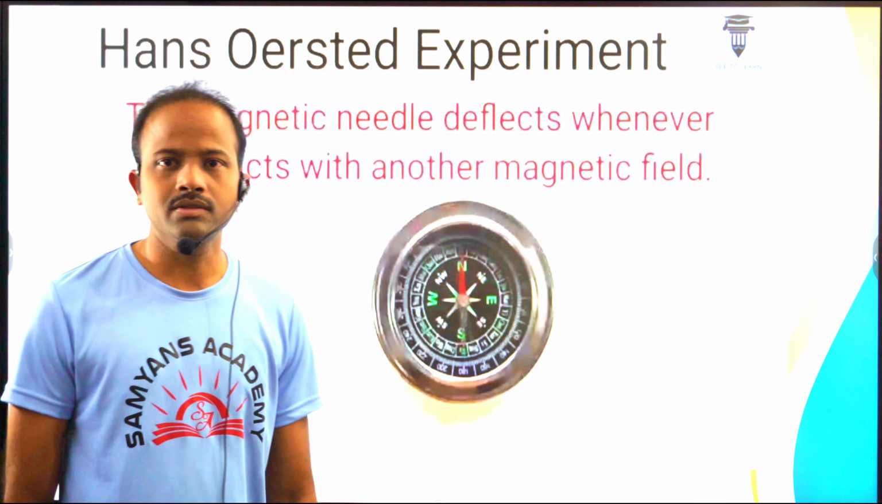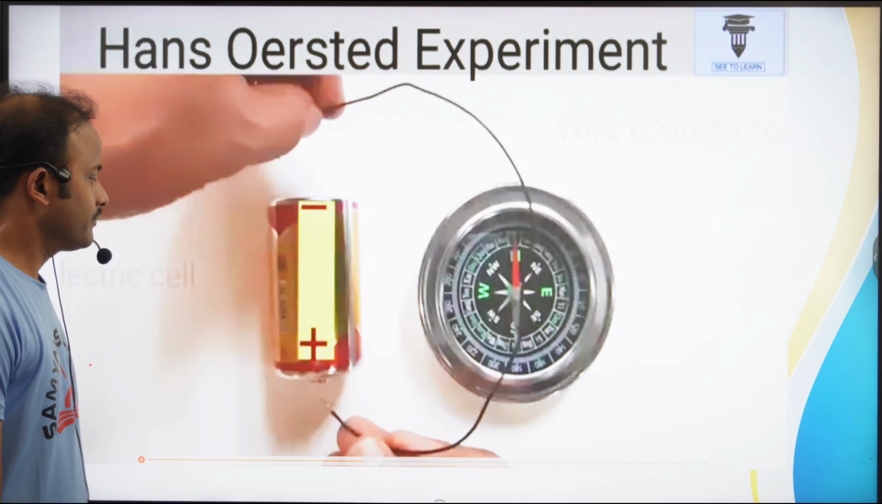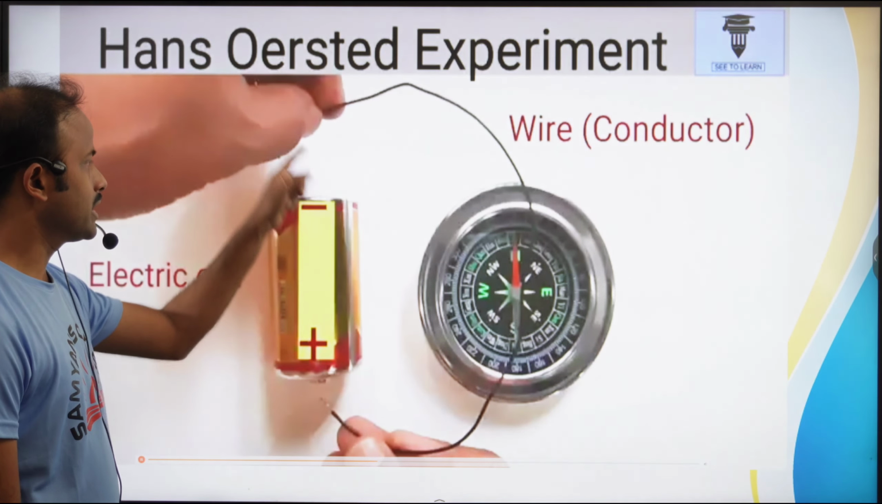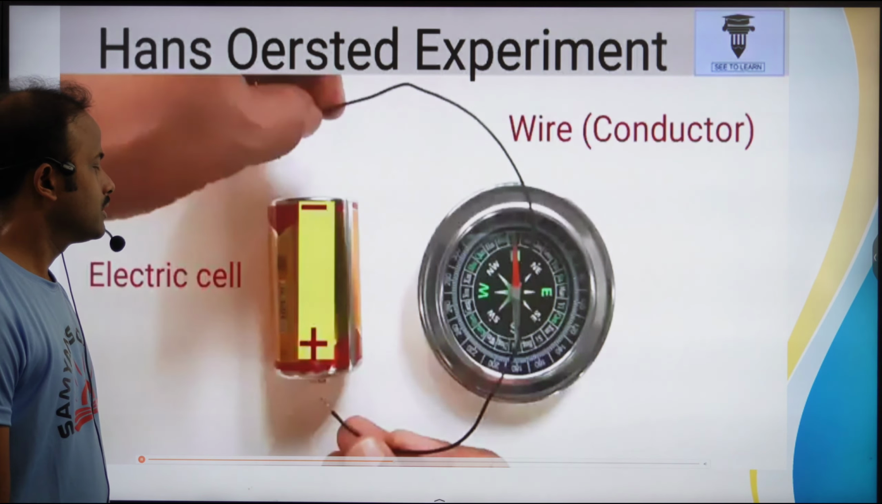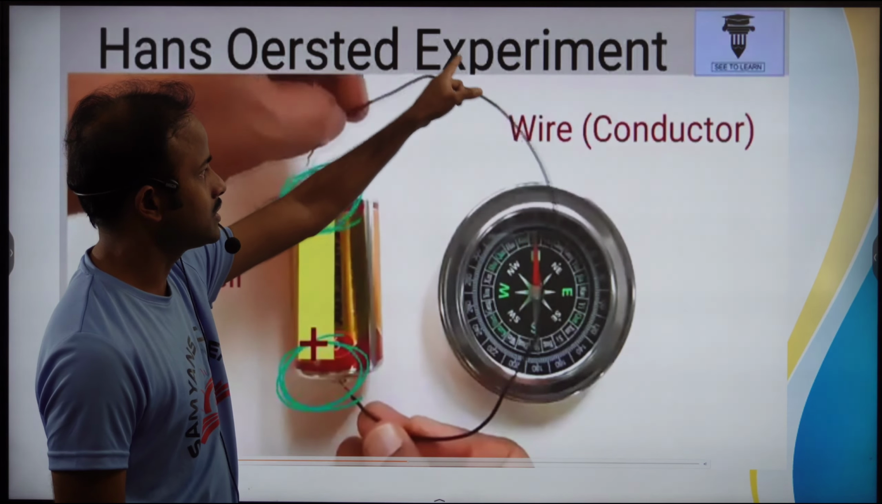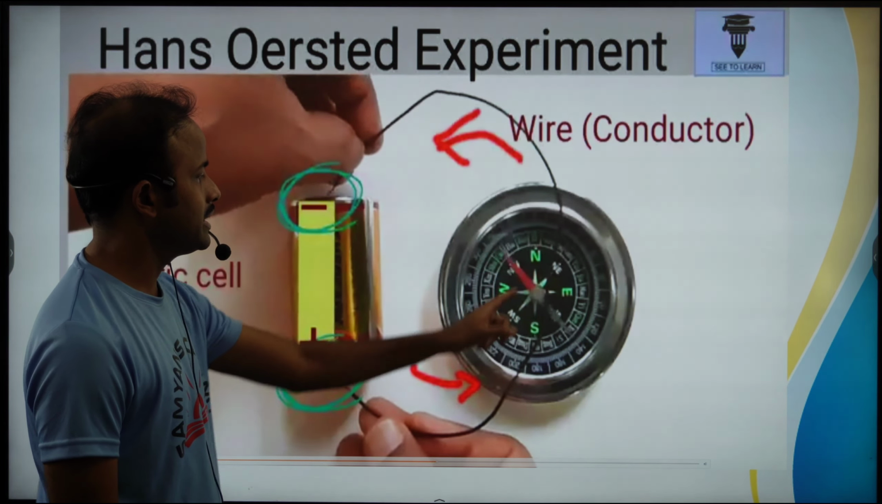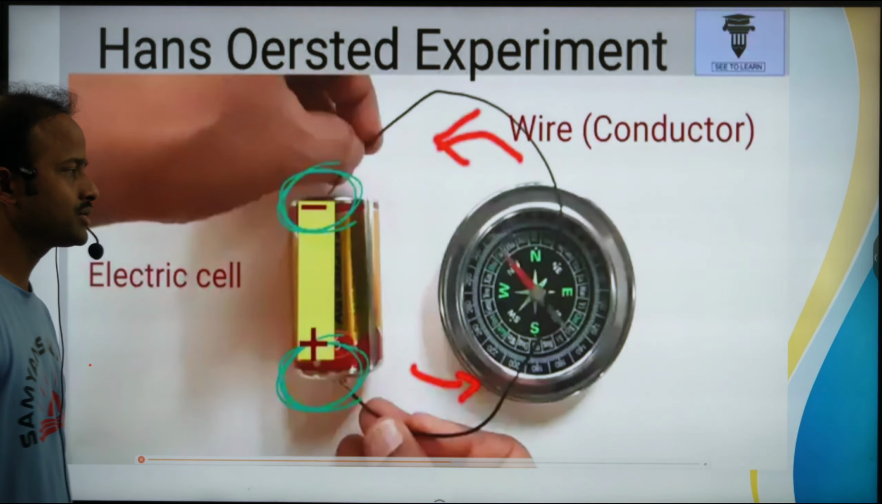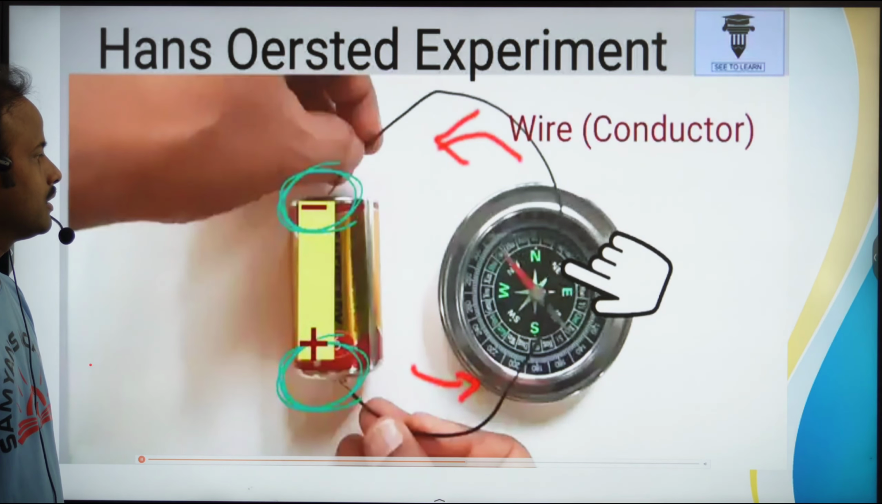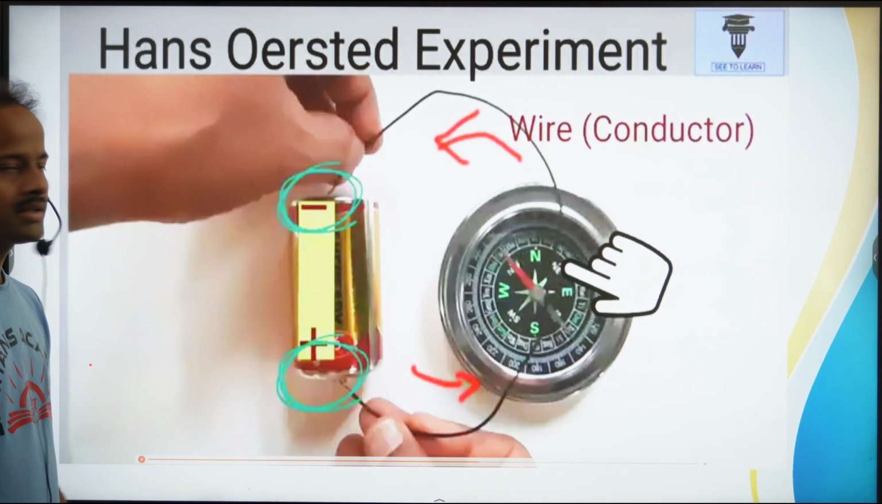Now when you take the cell and connect the positive terminal and negative terminal to this conducting wire, the current flows through this conducting wire in the upward direction. Now you observe the deflection in the compass needle. It deflected towards the west direction.